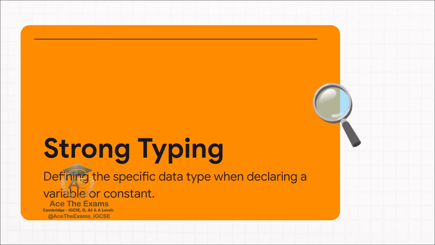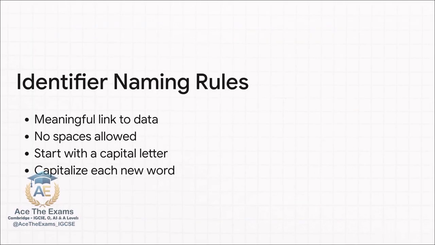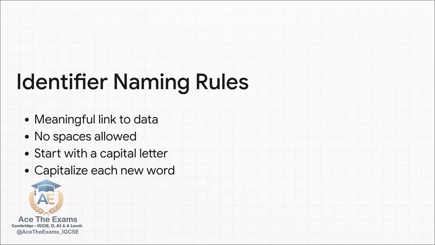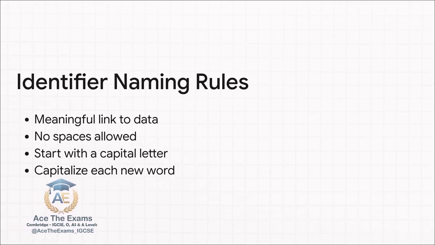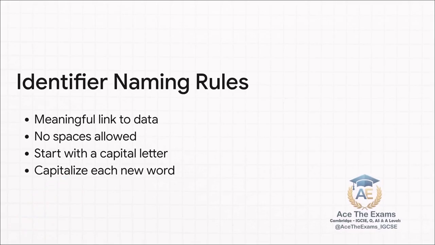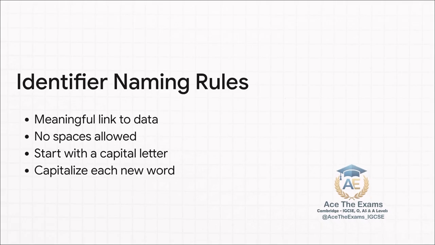Why does this matter? Because it allows the compiler to instantly check for data type mismatches, preventing errors before the program even tries to run. And honestly, it just speeds up the execution of your code. So, another crucial point is how we actually name these memory areas, which we call identifiers. Using crystal clear identifiers makes your code infinitely easier to read and maintain. And spoiler alert, that is exactly what examiners look for when grading algorithms.